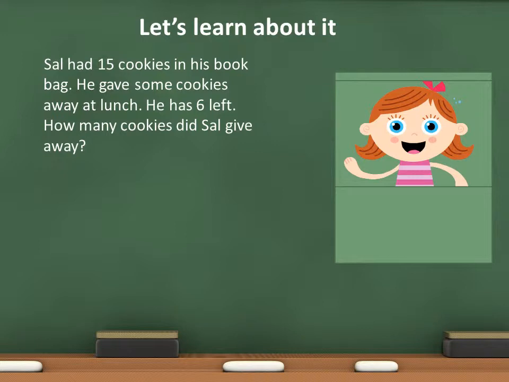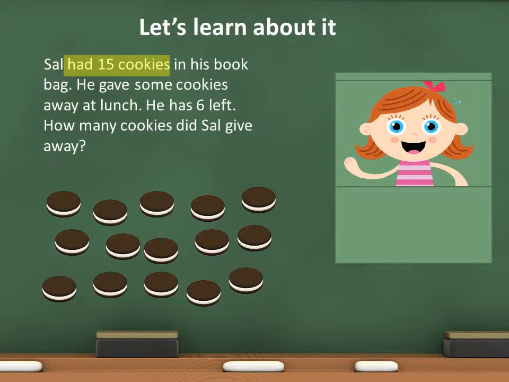This problem is a little different from the other problems, but we can still do the same thing. We're looking for the information that was given in the problem. We want to understand what the problem is asking, and then write a sentence to show that we can solve the problem. The first piece of information we are given is that Sal had 15 cookies.